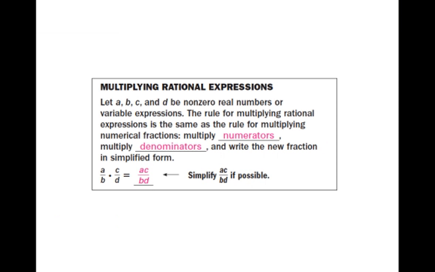Okay. So, multiplying rational expressions, again, very much like just multiplying fractions. Let A, B, C, and D be non-zero real numbers or variable expressions. The rule for multiplying rational expressions is the same as the rule for multiplying numerical fractions. Multiply numerators, multiply denominators, and write the new fraction in simplified form. So if I have A over B times C over D, I am going to have AC over BD. Okay, you multiply the tops together, multiply the bottoms together, and then you simplify by factoring and canceling if possible.